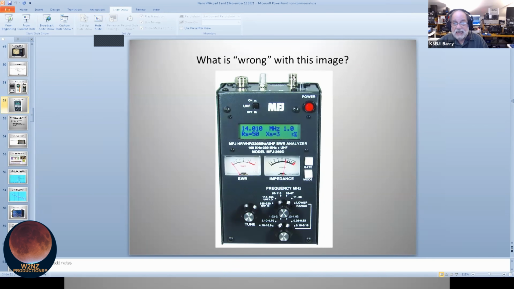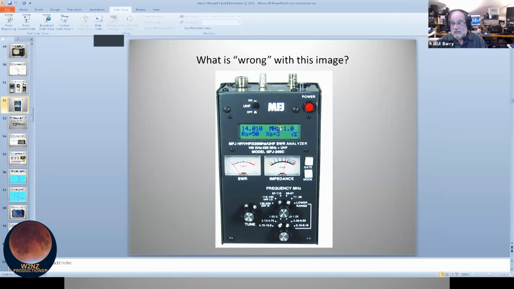Look at the antenna. Wait a minute. There's nothing connected here. That's impossible. How did they make this? I don't know. They did a little Photoshop editing here. On 20 meters, 14 megahertz, without putting an antenna on these, you're not going to get a 1-to-1 SWR.